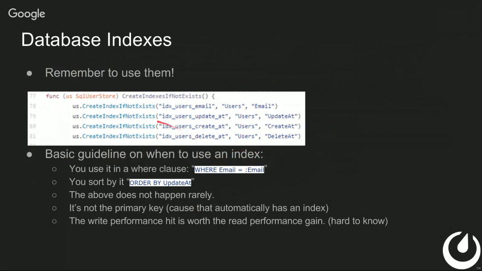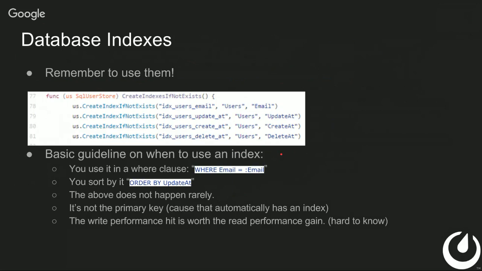So you'll see this sort of code at the top of any underscore store.go file, and it'll be create indexes if not exists, and then it'll go ahead and create all the indexes. If you need a new index, just add it here.